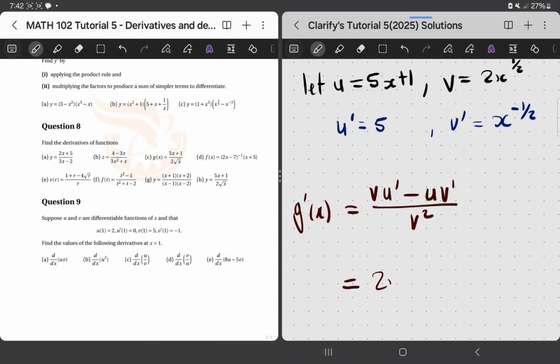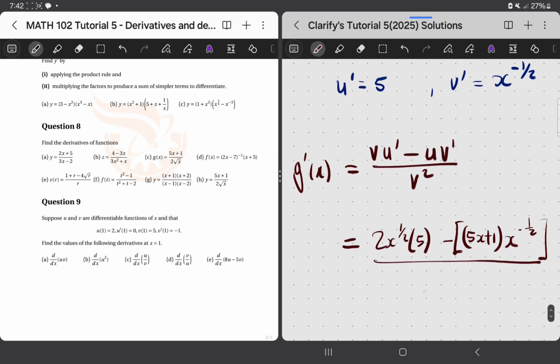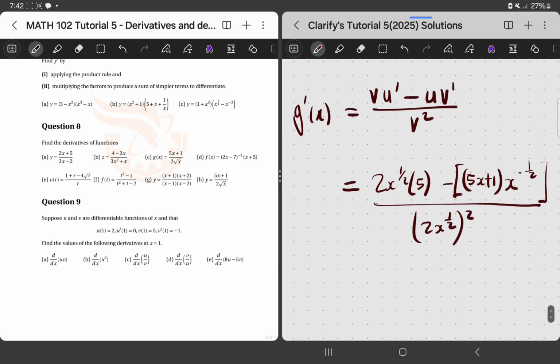What is my v? 2x to the power of half, multiplying u prime, 5, minus high, which is 5x plus 1. Remember that minus is multiplying this whole thing, times v prime, which is x to the negative half. This is multiplying, and the negative is affecting all of them, okay? And it's all over square the bottom, which is v, 2x to the power of half, all squared.